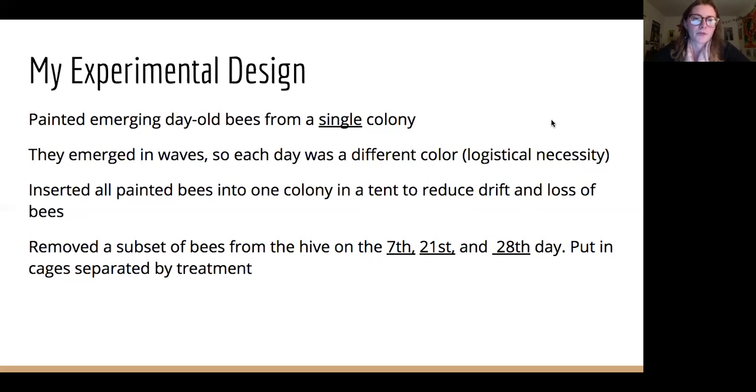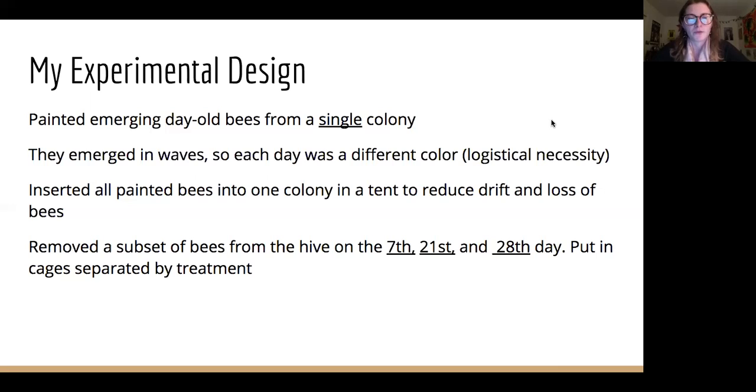And then I inserted those painted bees into a colony in a tent. The purpose of that was to reduce drift and loss of bees. I didn't want all my hard work painting bees to just be lost if all of these drifted to other colonies in the yard. So I put a big tent around them so that they couldn't leave. And I don't know if that had an effect or not, but hopefully not.